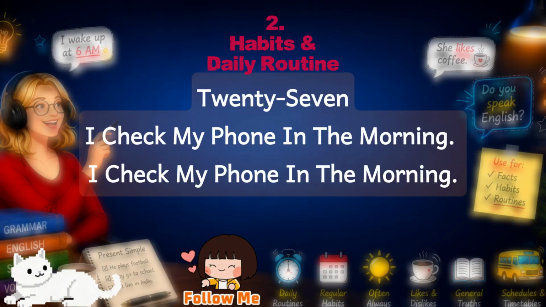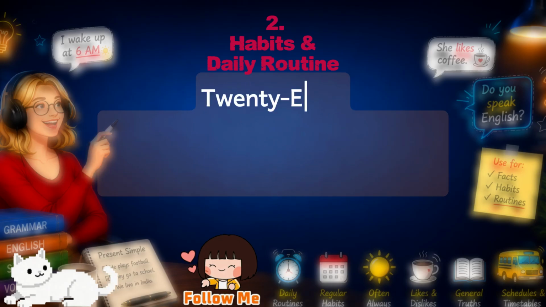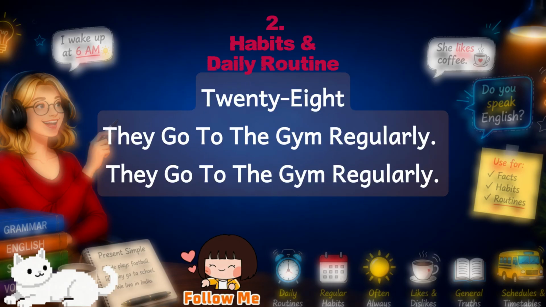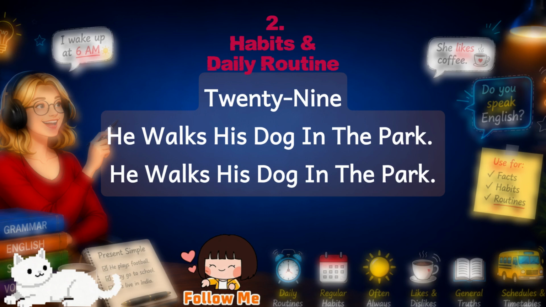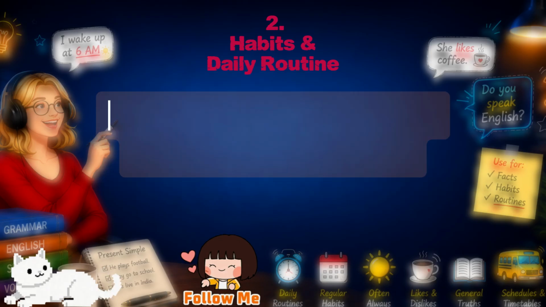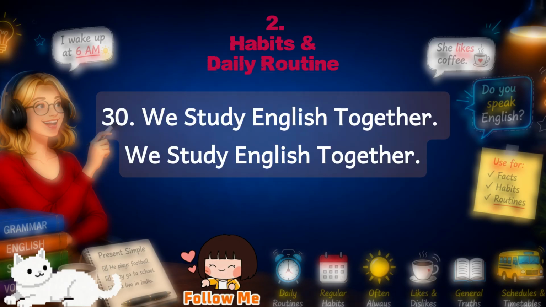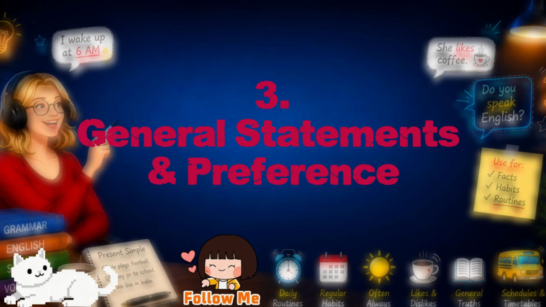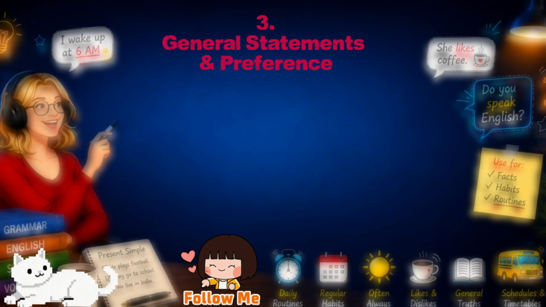27. I check my phone in the morning. 28. They go to the gym regularly. 29. He walks his dog in the park. 30. We study English together. General statements and preferences.